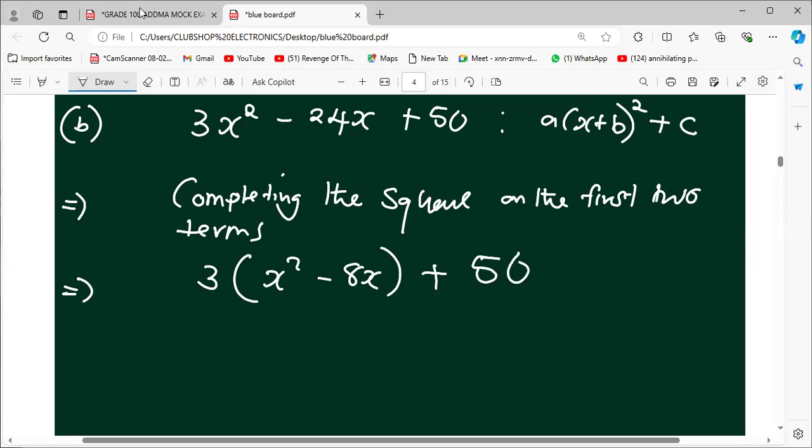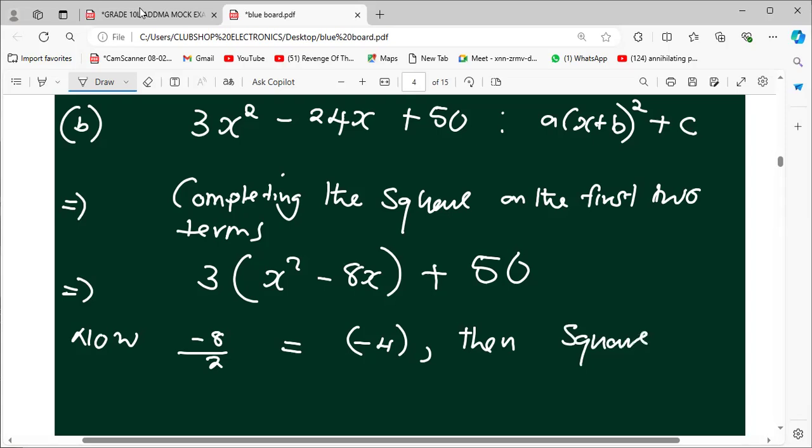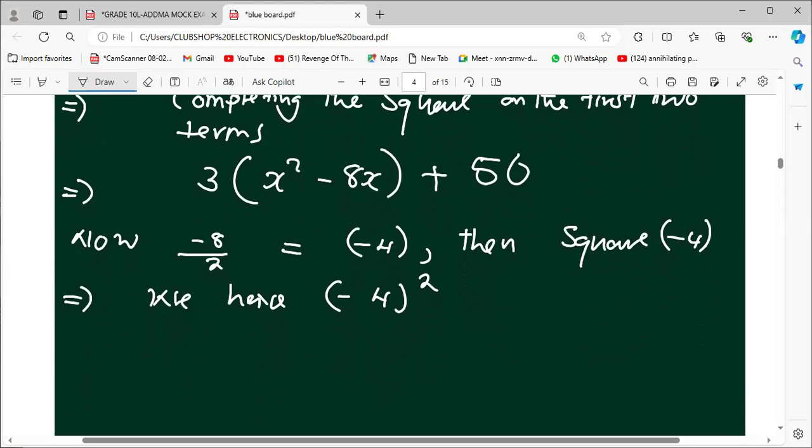So now the next thing is, we find half of negative 8. When you say negative 8 divided by 2, what do you get? Negative 4. Then square it. Square negative 4. What does it imply? We will have negative 4 squared. This is what we need. So we'll put it in the brackets.